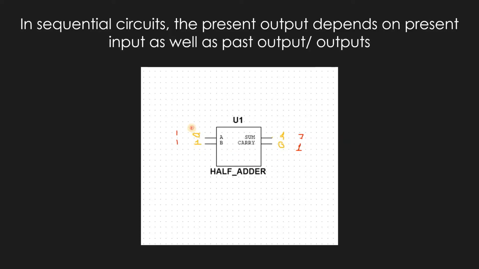But if you look at it, this was the past input and this was the past output. And for our new case, this is the present input and this is the present output. So these present inputs and outputs are not dependent on these past inputs or outputs. That's why these are known as combinational circuits. That is, it is just a combination of present inputs and present outputs. It does not depend on the past input or past output, nothing. So this was the combinational circuit.